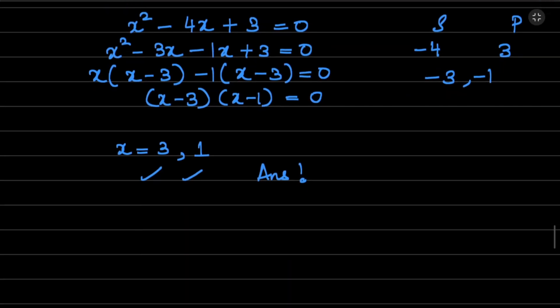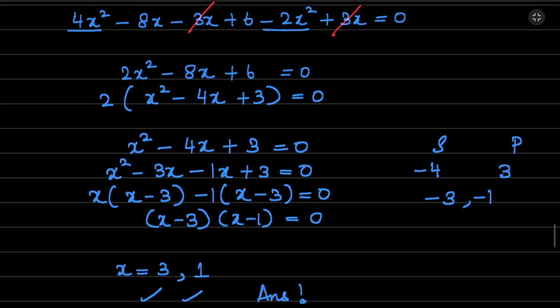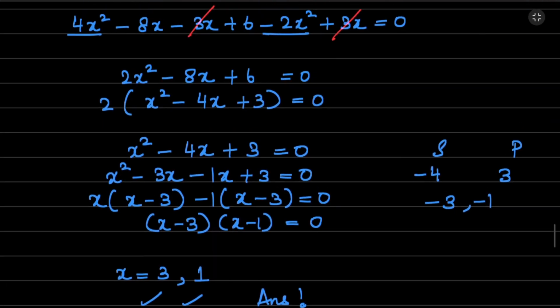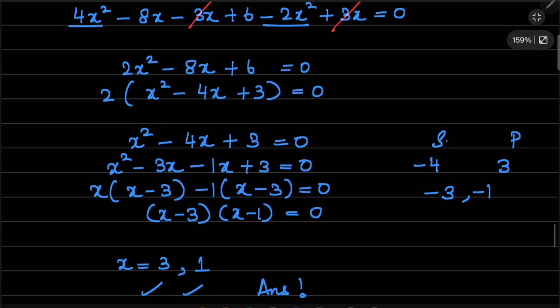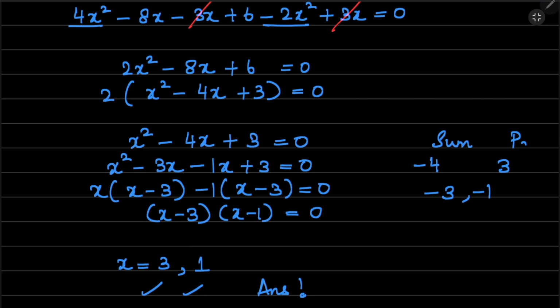Okay. So this is how you have to do it. It's very, very easy. The middle term splitting method is very, very easy. Sum and product. Okay. So this is how you have to do. Sum is always the coefficient of x and product is the coefficient of x square times your constant.